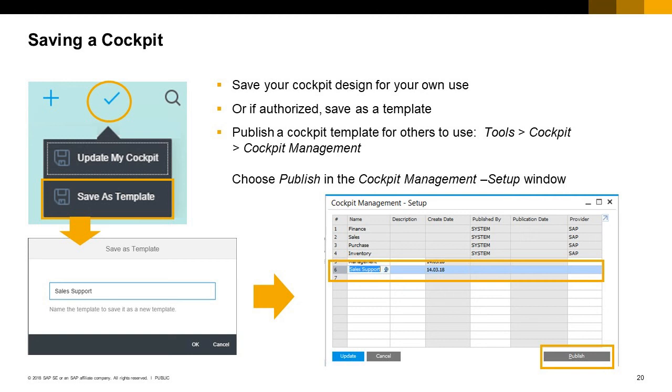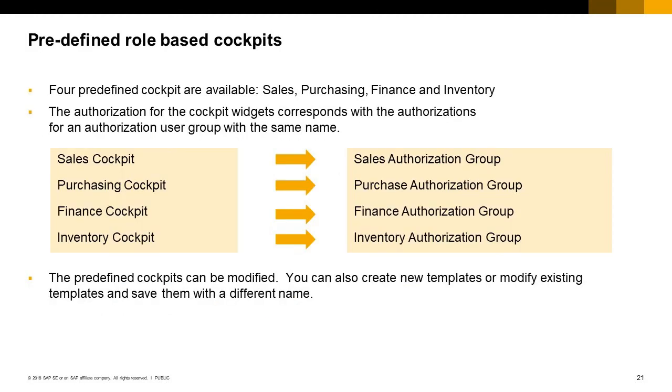group. In addition to cockpit templates that you create, there are 4 predefined cockpit templates that have been created for sales, purchasing, finance and inventory. These cockpits can also be modified by an authorized user. These 4 cockpits are mapped directly to 4 predefined authorization groups. Once a user is assigned to an authorization group, he has authorization for the widgets associated with the cockpit associated with that group. A user may have the ability to access and use other widgets based on authorizations and general authorizations that are given to that specific user.